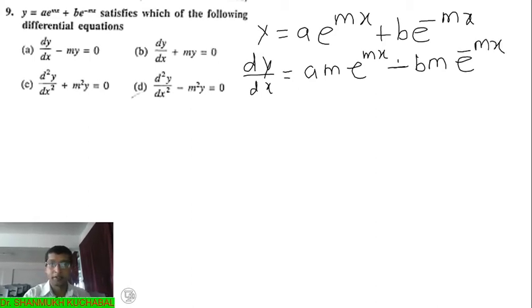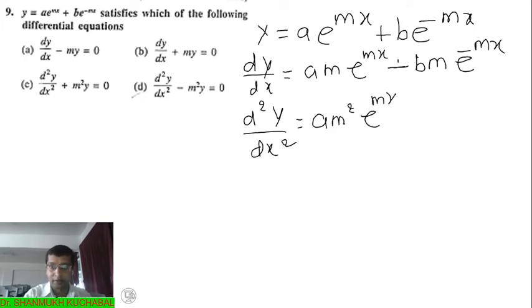So we get this, but this is not the expression we want. So once again we differentiate. Again differentiating, we get d square y by dx square equal to a m square e raised to mx, minus into minus, plus b m square e raised to minus mx.